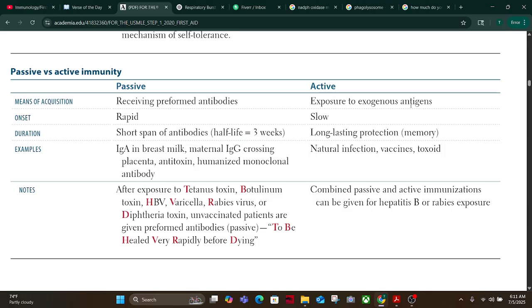Okay, next we have passive immunity and active immunity. Means of acquisition: passive immunity is when you receive pre-formed antibodies. The onset of passive immunity is rapid. Duration of passive immunity is a short span of antibodies. So the body will clear the antibodies in 3 weeks. That's what that's saying.